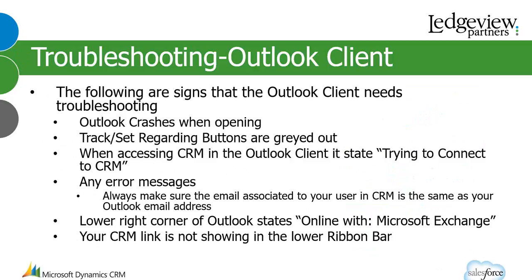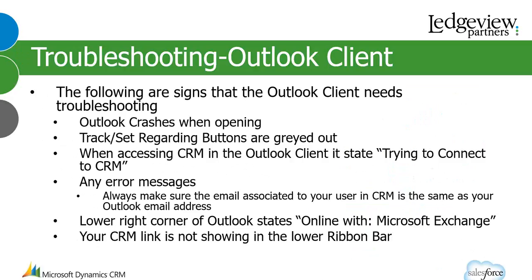Track and set regarding buttons are grayed out. If they're grayed out, you can't click them at all, that definitely means that you need to contact us. When accessing the CRM Outlook client, so if you just strictly use the Outlook client and you click into the client to open up CRM, and it says trying to connect to CRM, that means it's having issues with the configuration. That's where you're going to want to come to us. We'll help troubleshoot that. Any errors whatsoever, come to us.